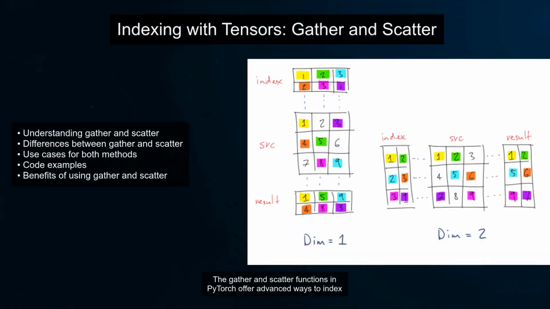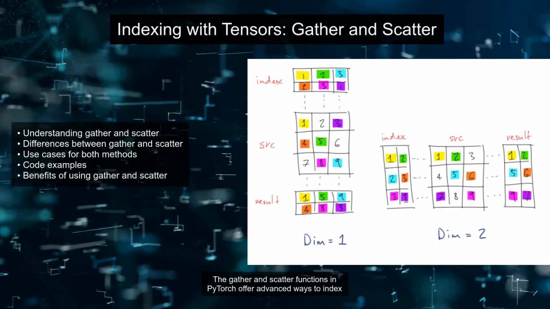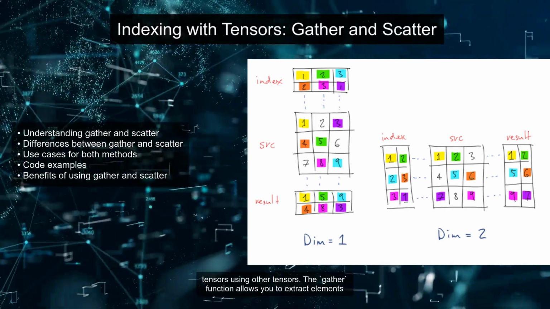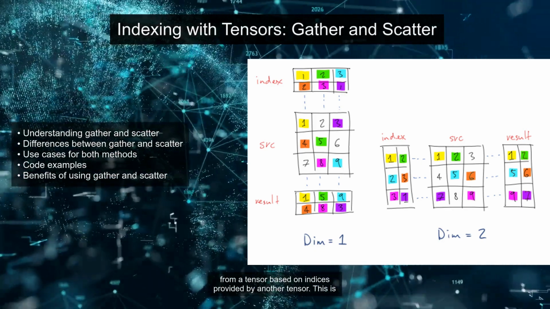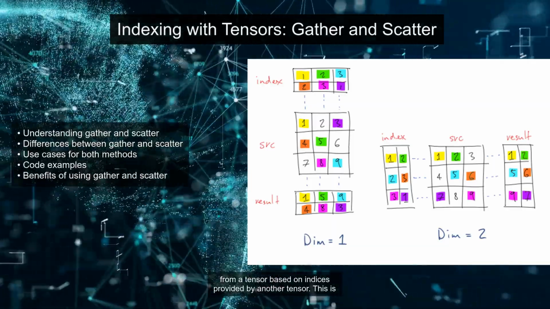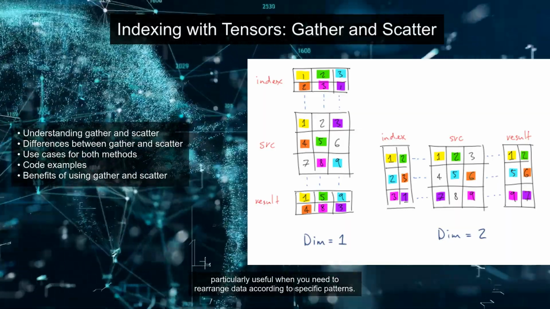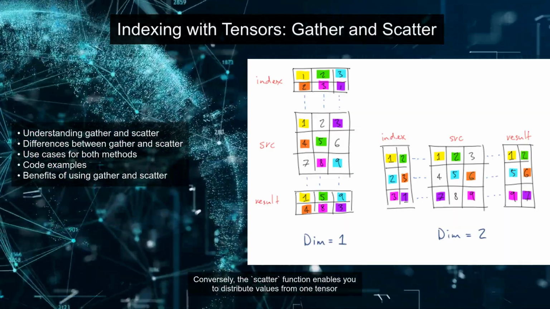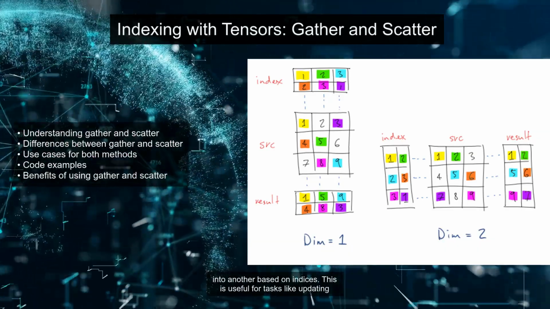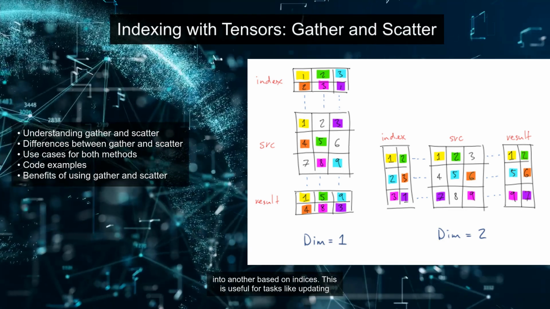The gather and scatter functions in PyTorch offer advanced ways to index tensors using other tensors. The gather function allows you to extract elements from a tensor based on indices provided by another tensor. This is particularly useful when you need to rearrange data according to specific patterns. Conversely, the scatter function enables you to distribute values from one tensor into another based on indices.